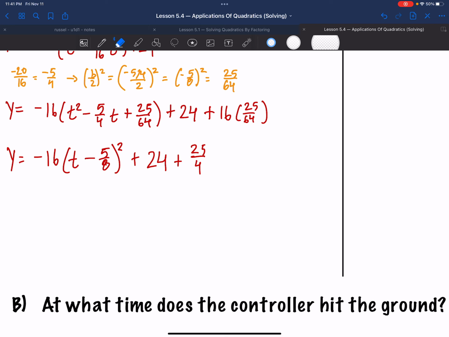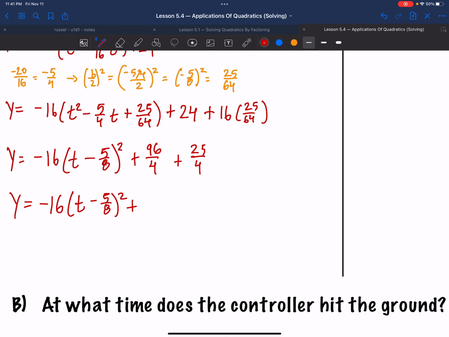Now I can get a common denominator here. 24 times 4 is 96, so this is 96 fourths. And then this just means y equals negative 16 times (t minus 5/8) squared plus 96 plus 25, which is 121 over 4. So the vertex is at 5/8, 121 over 4. If I were to put these as decimals, this would be 0.625, and this would be 30.25.